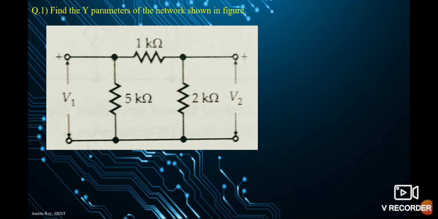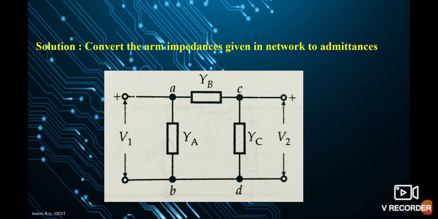The next question is to find out the Y parameters of the network shown in the figure. In the figure we can see that there are three impedances and on both sides of the network the voltages are V1 and V2. So first we are going to convert the arm impedances given in the network to admittances, as we need to find out the Y parameters. If we convert it into admittance, let's see how we represent it in each branch. In the AB terminal we represent the admittance as YA, in CD as YC and in AC as YB.